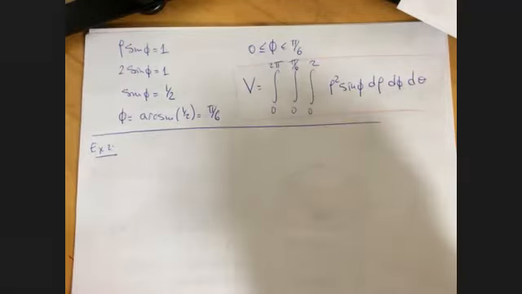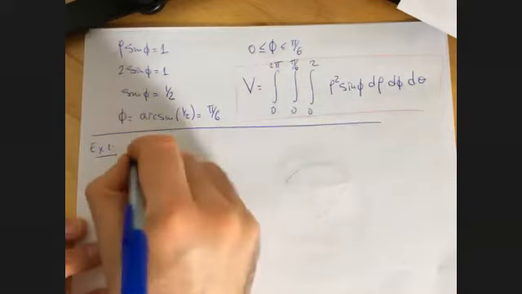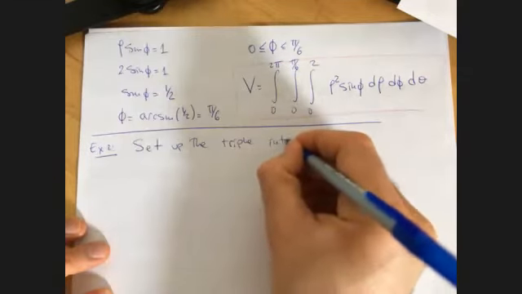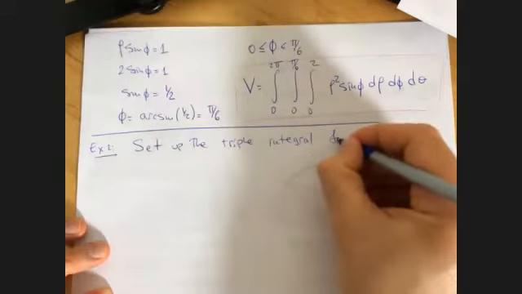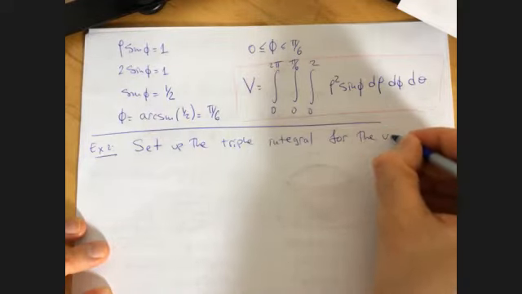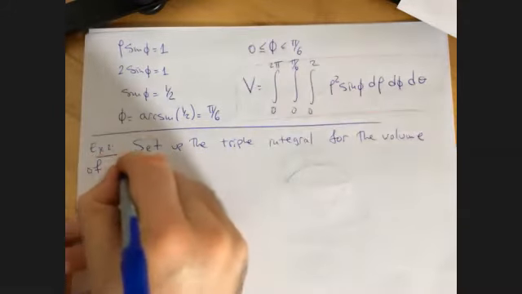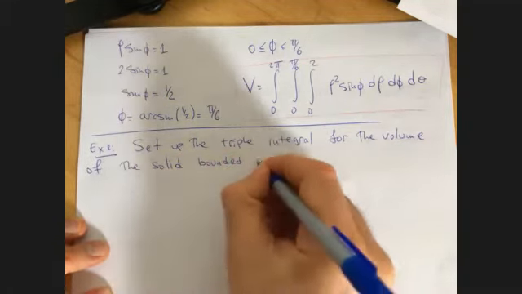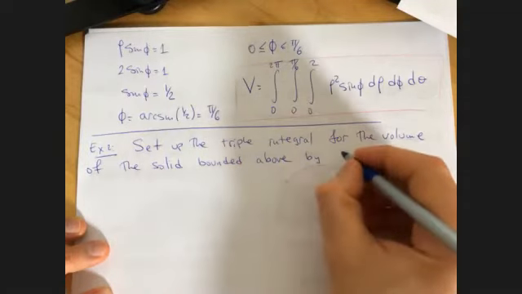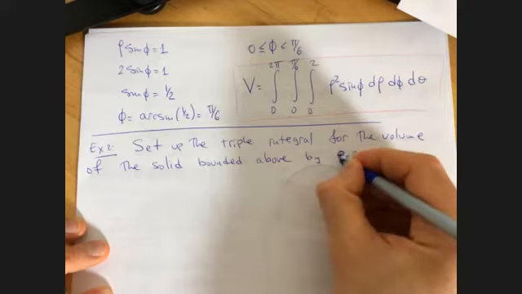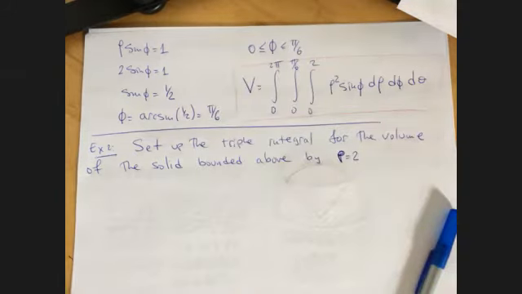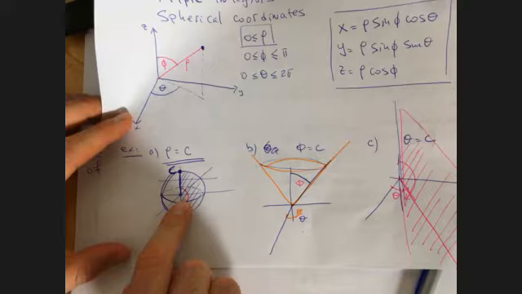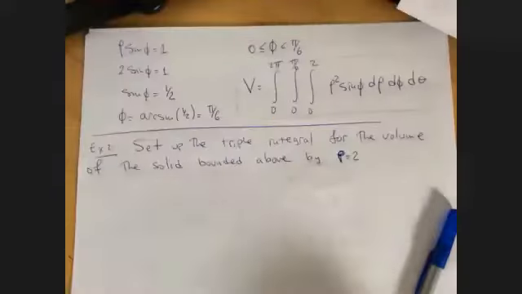The same question can be asked in the following way. Set up the triple integral for the volume of the solid bounded above by rho is equal to 2. And at this point, you should know what rho equal to a constant looks like. Rho is equal to 2. So it's a sphere centered at the origin with radius 2, right?